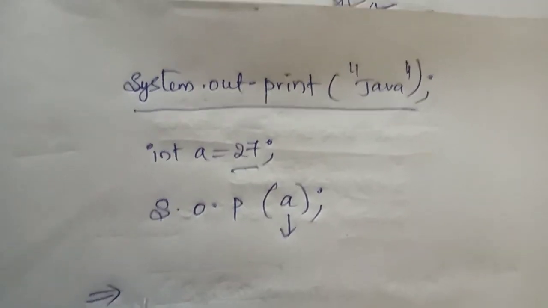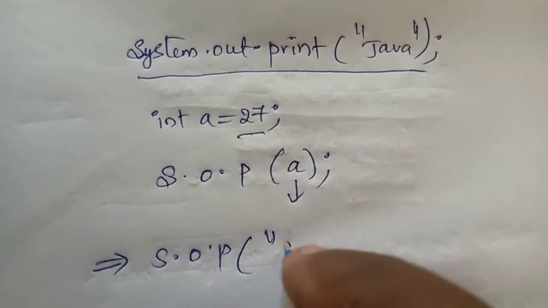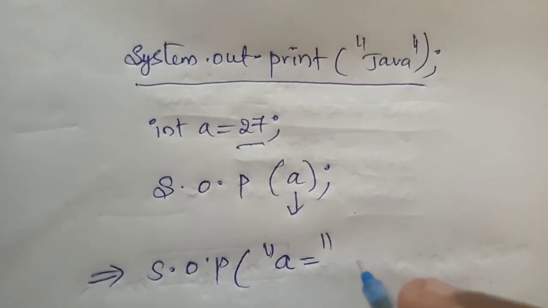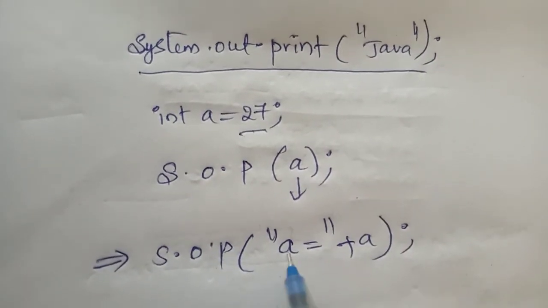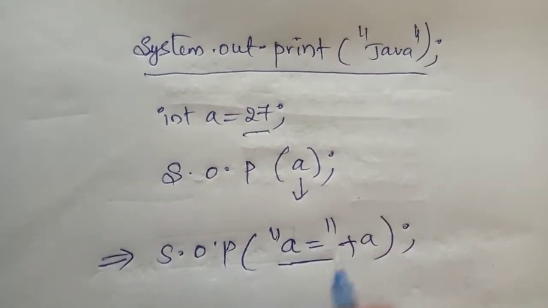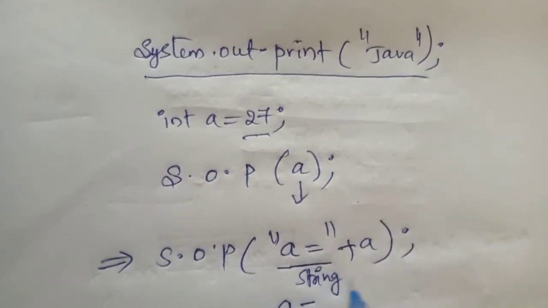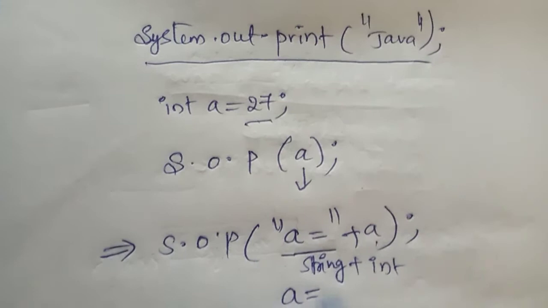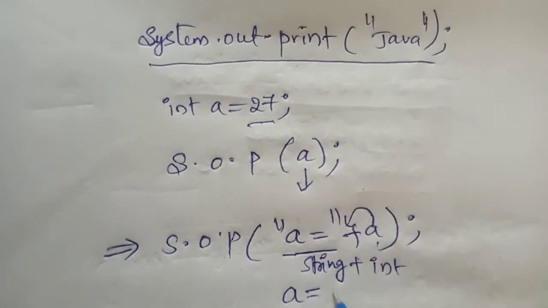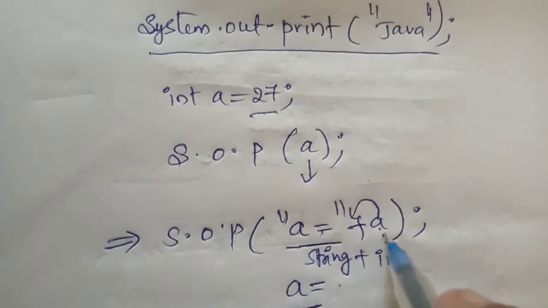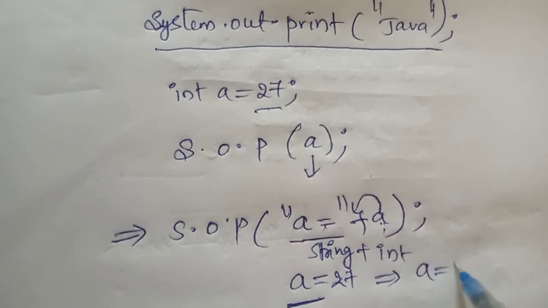I am writing one more statement, system dot out dot println. See here, a equal to plus a. The text written inside double quotes will be printed as it is. So this is a string, plus a is the integer value. String plus integer becomes string. That means the a value will be added to this one. So a equal to is a string, and the a value, which is 27, is added to it. So you will get a equal to 27.